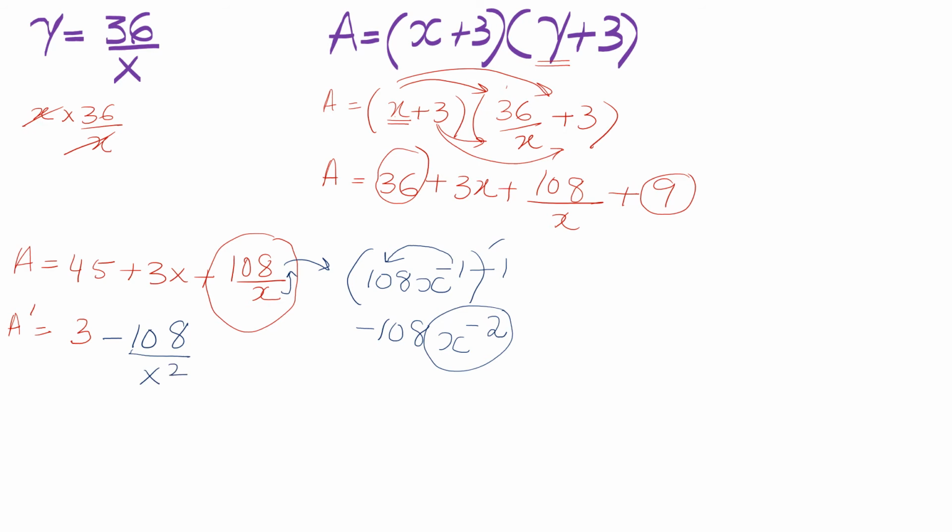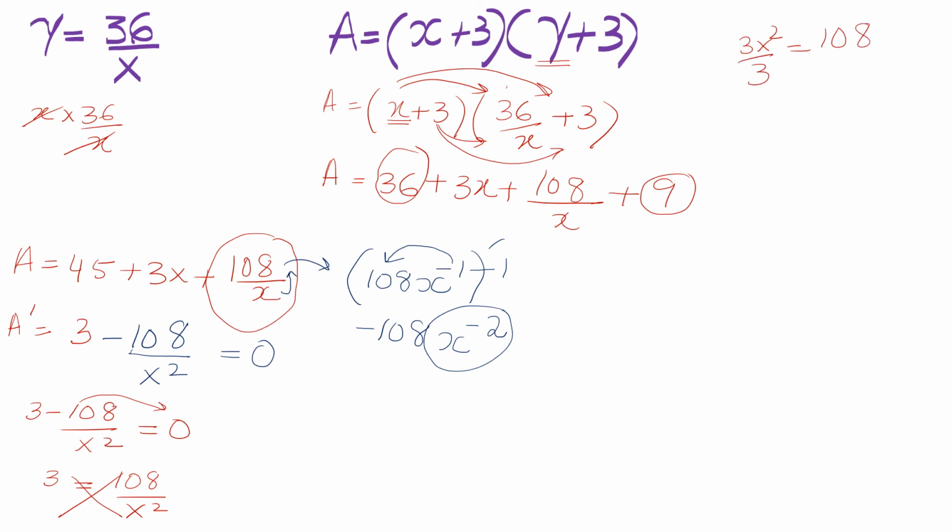Now what you have to do? Set the whole equation equal to 0. So you will have 3 minus 108 over x square equals 0. So bring the 3 here, or 108 over x square here. So you will get 3 equals 108 over x square. Cross multiply, so you will get 3x square, with 3 in the down position and x square in the upward position. So you will have 3x square equals 108. Divide both sides by 3. So you will get x square equals 36.